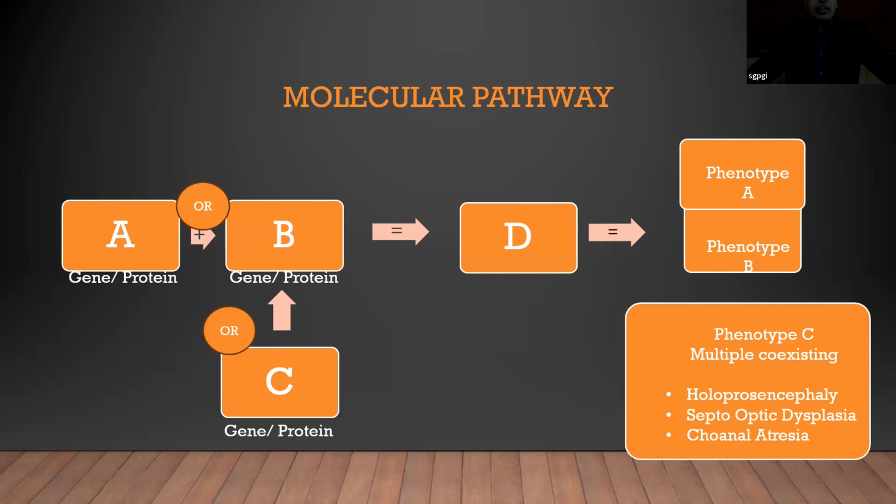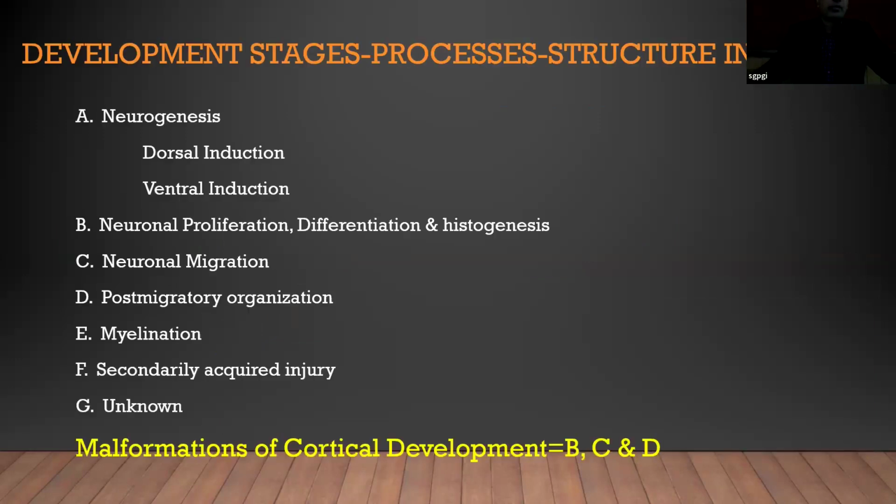But what happens is many times the B gene is also influenced by a C gene. And you can remember that most of the pathways involved in brain formation involve multiple genes. So you can see the huge number of permutations and combinations which can occur. And these can result in phenotype A, phenotype B, or another phenotype which has multiple abnormalities.